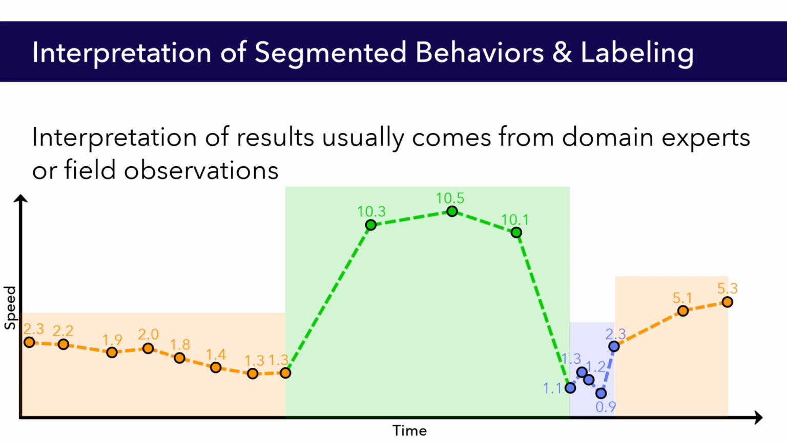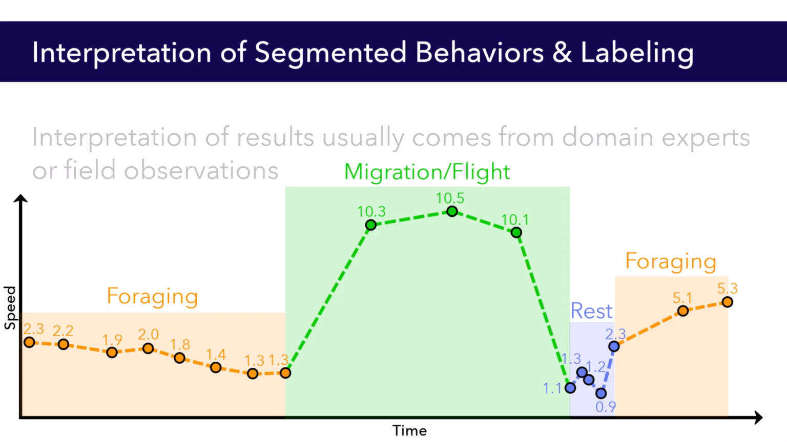This is often conducted with the help of domain experts or by using ancillary data such as direct field observations. For example, points with zero speed can identify stops or resting locations. Points with low speed identify foraging or search. And high speed points identify migration or flights.